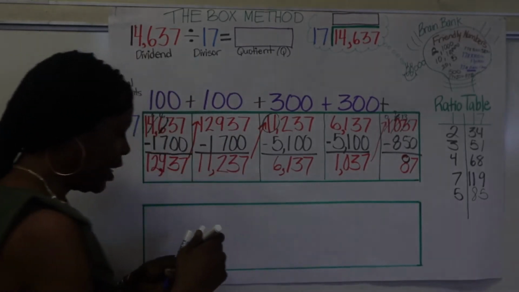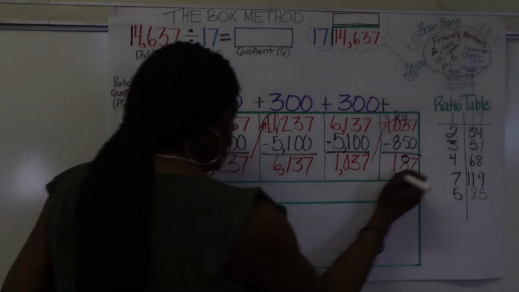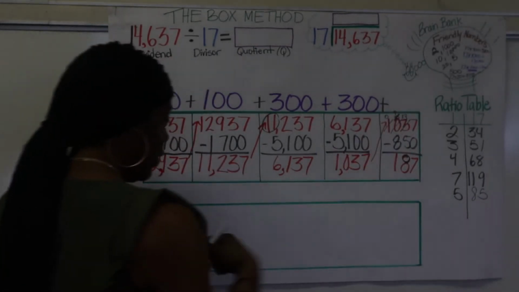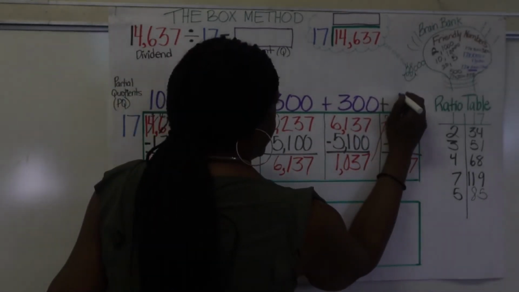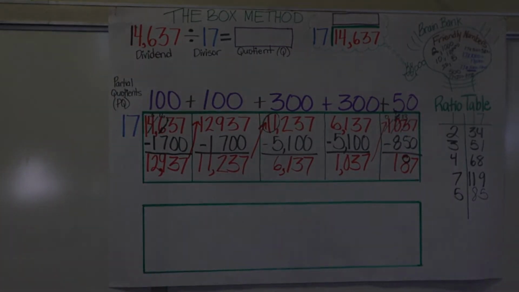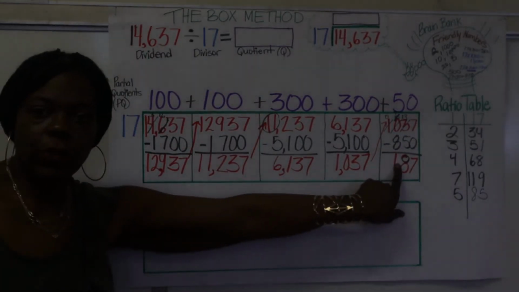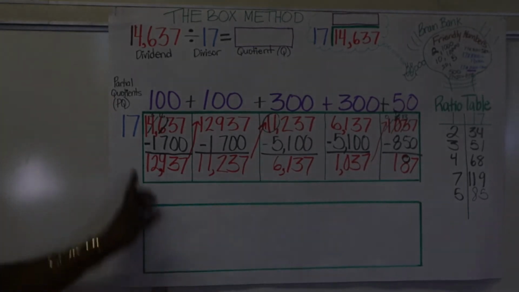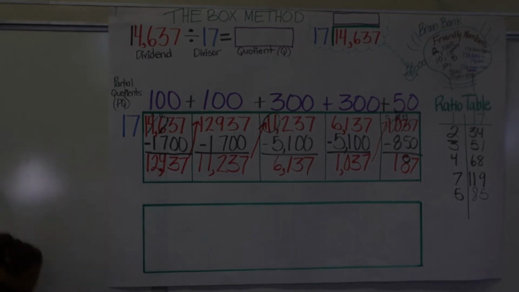8. And then 9 take away 8 is 1. Can I stop? No. What was my partial quotient up here? 50. Very good. So can I continue? Yes, because I have to keep going until my remainder, this new dividend, is less than 17, my divisor.